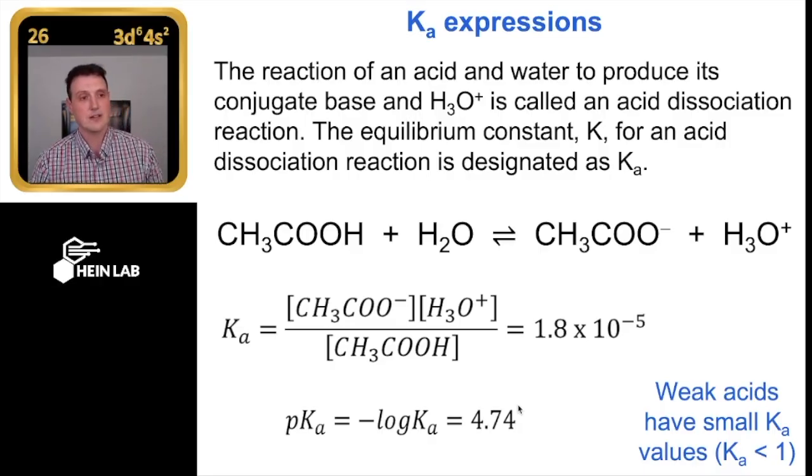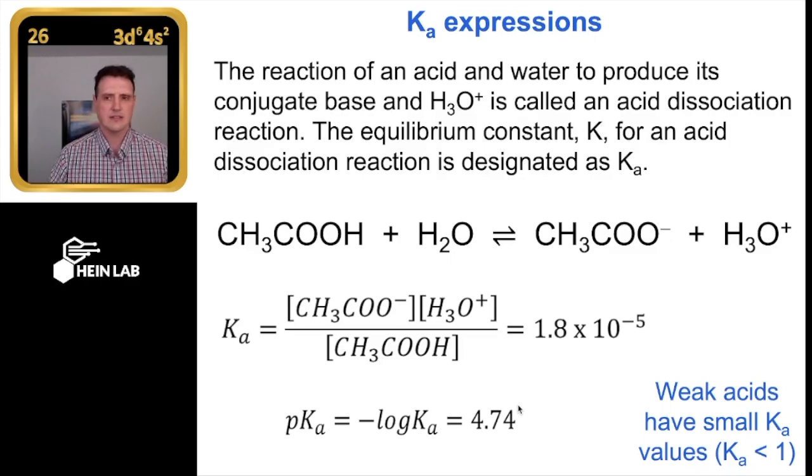Oh, okay. Cool. But really the best way to think about it is acids have pKa's in the same way that solids have melting points. Okay? It's a property.